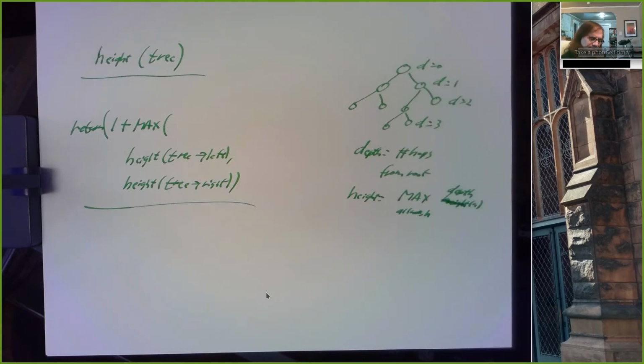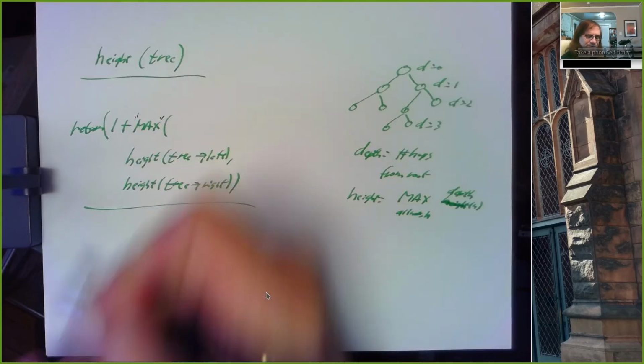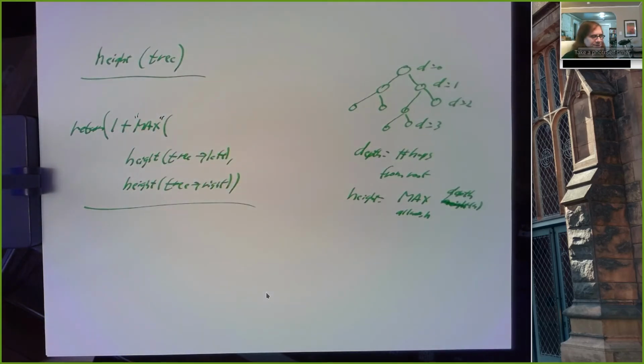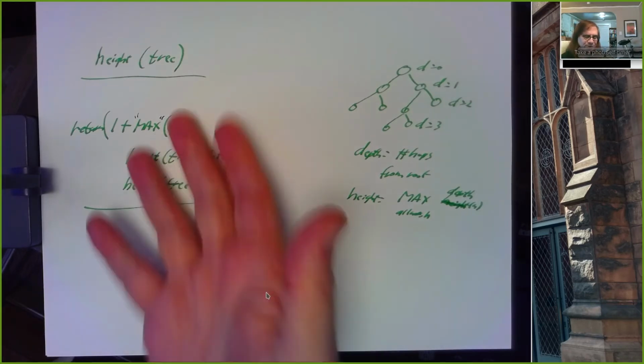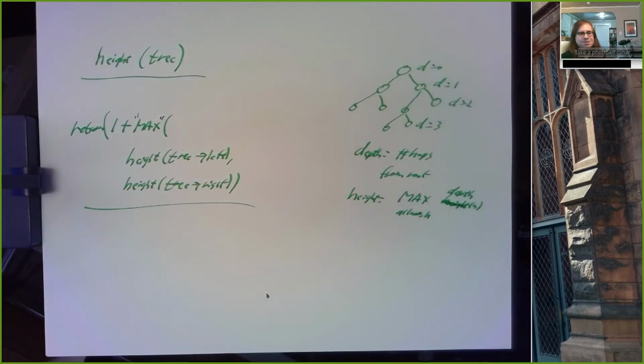And we don't have a standard max function in C, but you can write an if statement, or make a function called max, or something like that. But pseudocode here: the height of the tree is 1 more than the height of the largest subtree. That's basically it.